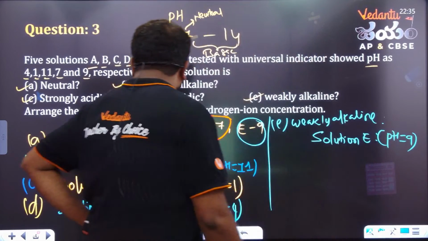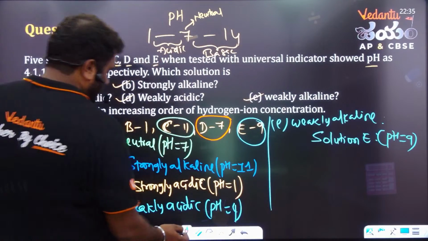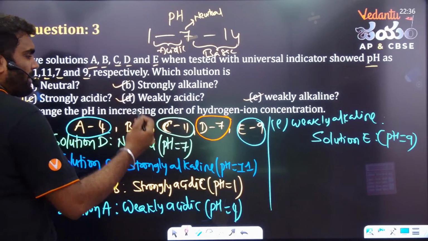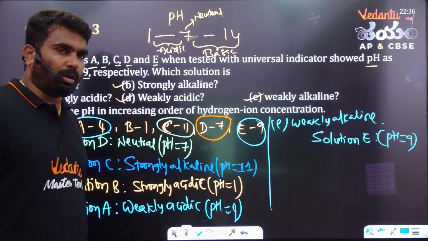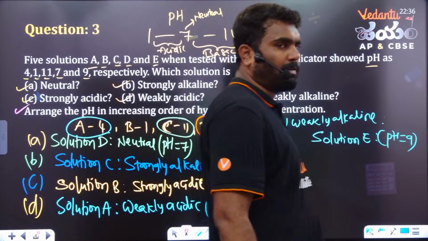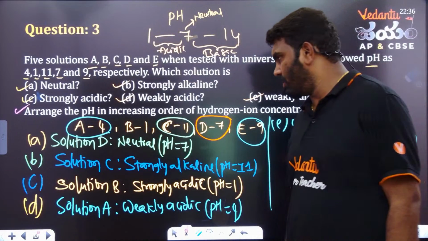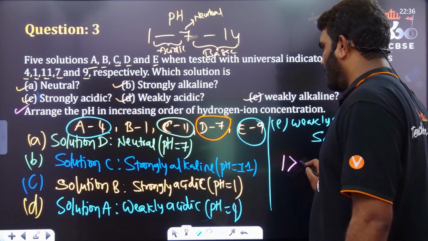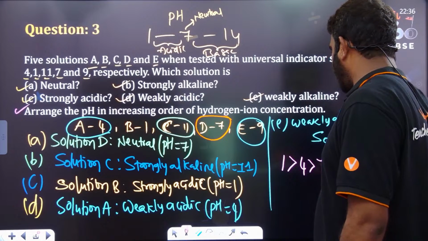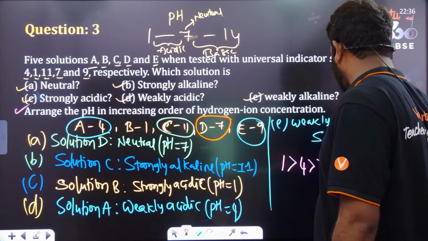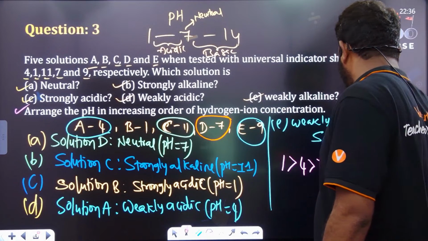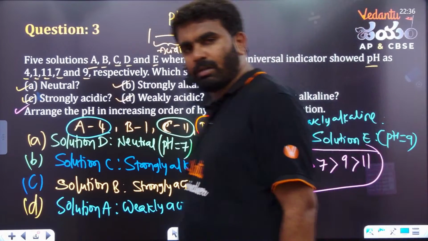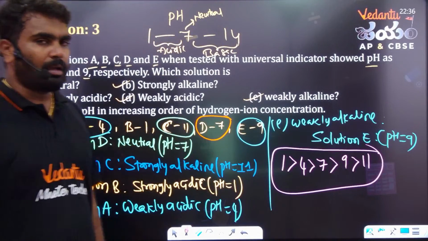What did he ask again? Arrange the pH in increasing order of hydrogen ion concentration. The pH values are first 1, then 4, then 7, then 9 and 11. This is the hydrogen ion concentration, so it is higher at pH 1 and lower at pH 11, right?